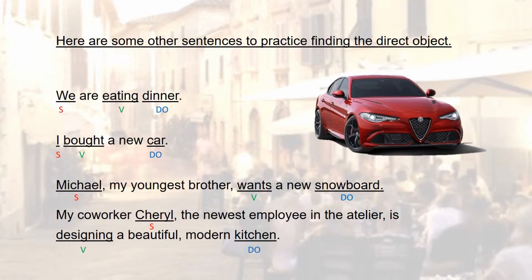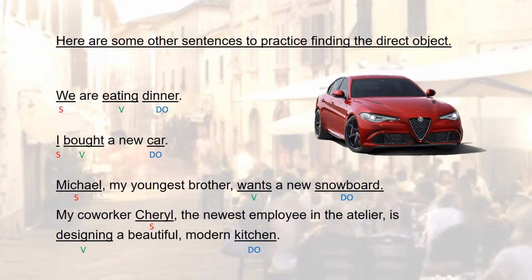What is it that Michael wants? Well, let's take a look after the verb and see if we can find a noun. Well, just like in the previous sentence, new is an adjective. So new is not going to be the direct object. New is describing the noun that comes after it. And since it's the only noun that comes after wants, it must be the direct object. Michael wants a snowboard. Michael is the subject, wants is the verb, snowboard is the direct object. Michael, my youngest brother, wants a new snowboard.